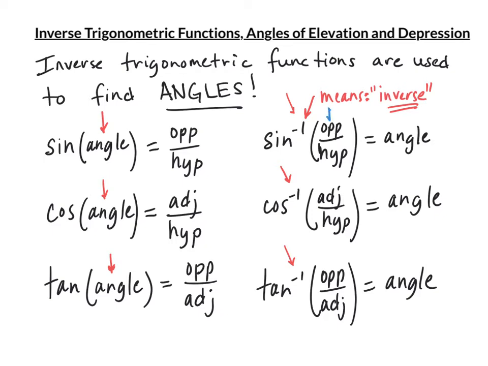The inverse sine of whatever decimal that is, opposite over hypotenuse, will be an angle. And that's the angle that has that sine. The inverse cosine of adjacent over hypotenuse, again, you're plugging in a decimal or fraction. The answer will be an angle, and the cosine of that angle will be that decimal. And the inverse tangent of opposite over adjacent, which is some decimal, will give you the angle. And if I say the tangent of the angle, it will give you that decimal that is opposite over adjacent.